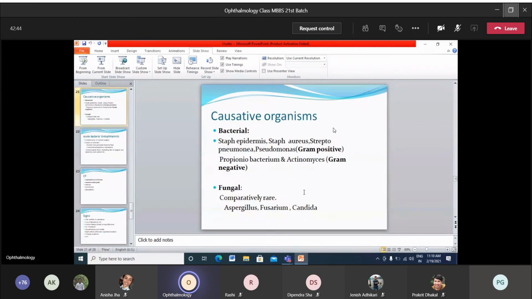So the causative organisms are mainly bacterial: Staph aureus, Staph epidermidis, Strep pneumoniae, Pseudomonas. These are the gram-positive ones, and the gram-negative ones are Propionibacterium and Actinomyces. These are important. And fungal is comparatively rare compared to the bacterial. Usually the bacterial ones cause it, and the fungal ones are Aspergillus, Fusarium, and Candida.